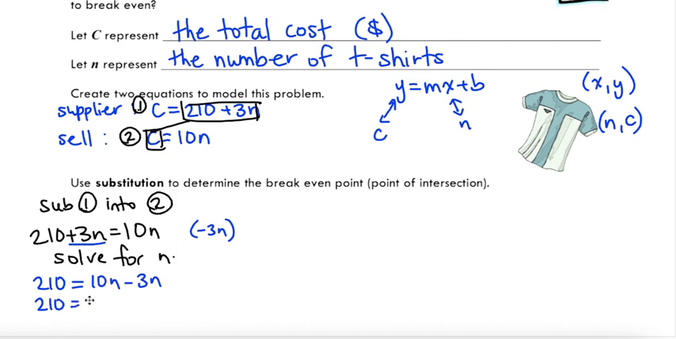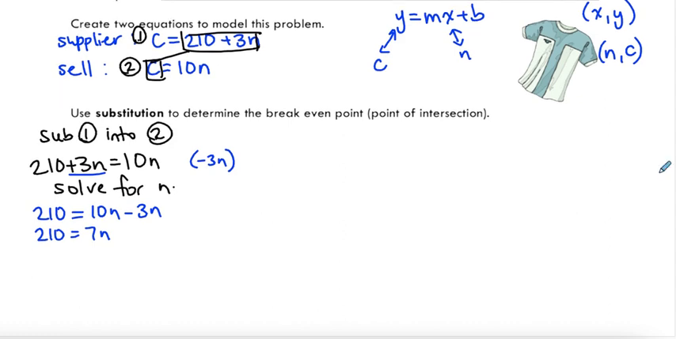10n minus 3n is 7n. From here, I want to divide by my coefficient. So the opposite of multiplying by 7 is dividing by 7. And I have to do that to both sides. So I have to do it to my left-hand side, and I have to do it to my right-hand side.